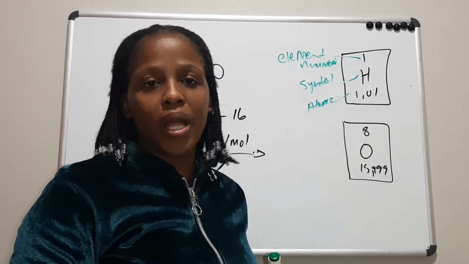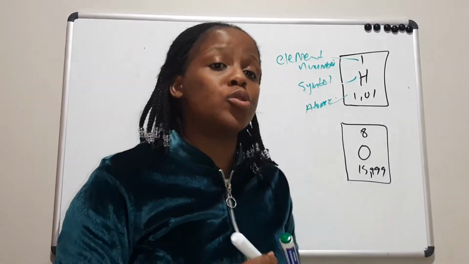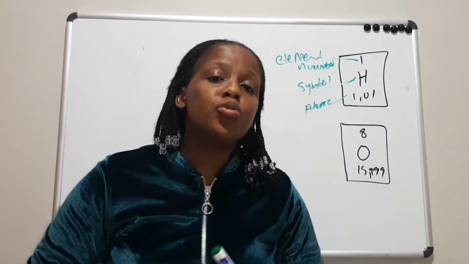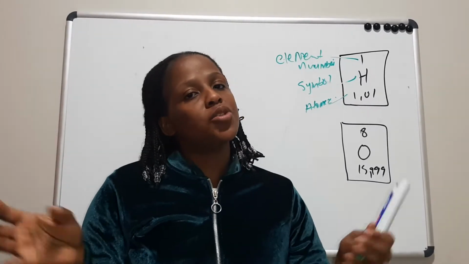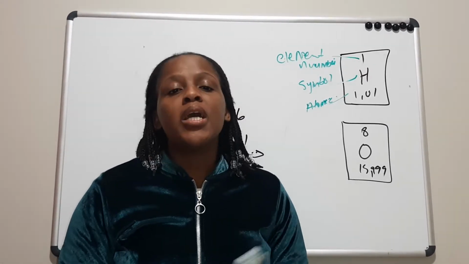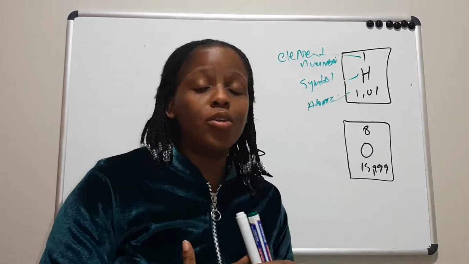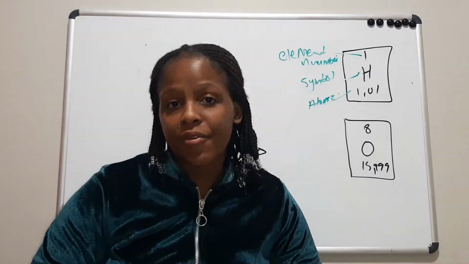That's how you will calculate the molecular weight of any molecule that you come across. The only thing that you need is your periodic table. Then you just look at the atomic masses, you add them together, and then voila, you will have your molecular weight. So now, since we know how to calculate the molecular weight, we can move over to molarity.